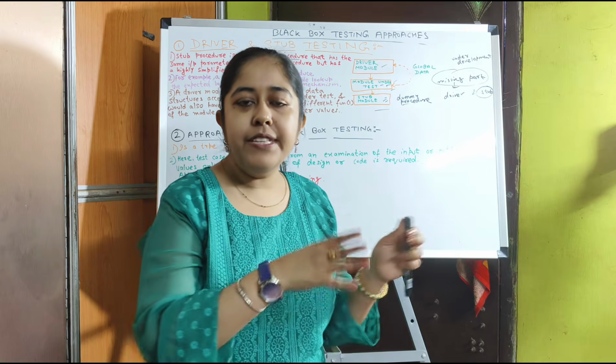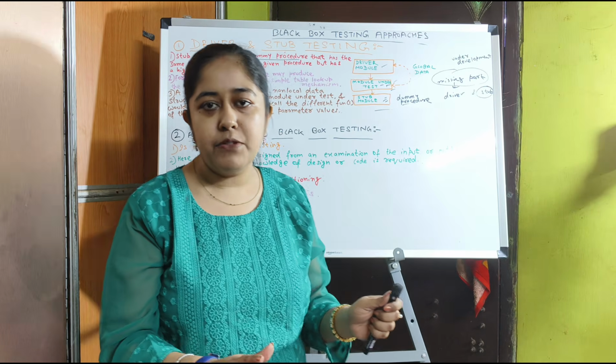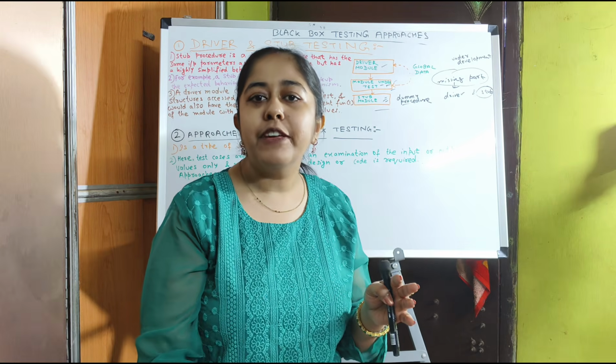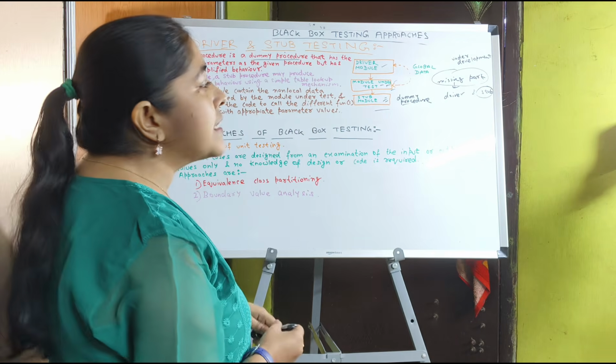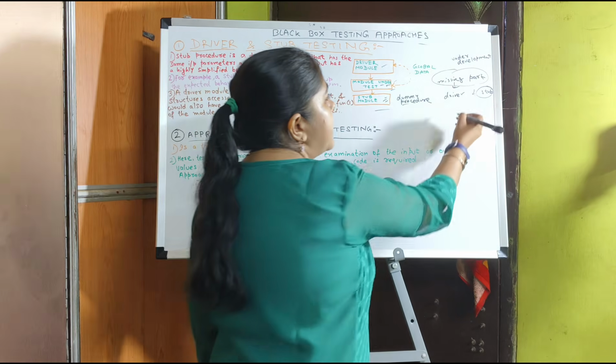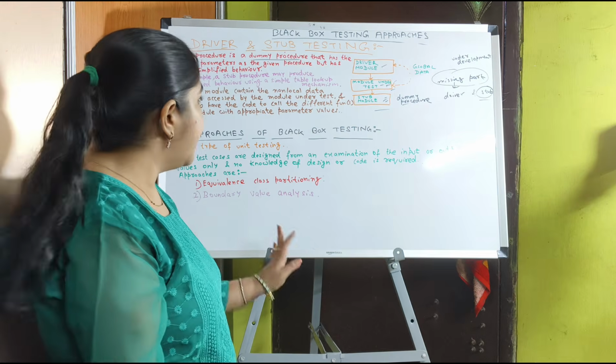A table can be formed by which it can give you the expected behavior. Whatever things you are expecting from the particular module, that can be given by your stub. So this is what is happening with the help of your stub and driver. This part is basically the dummy part of your module.